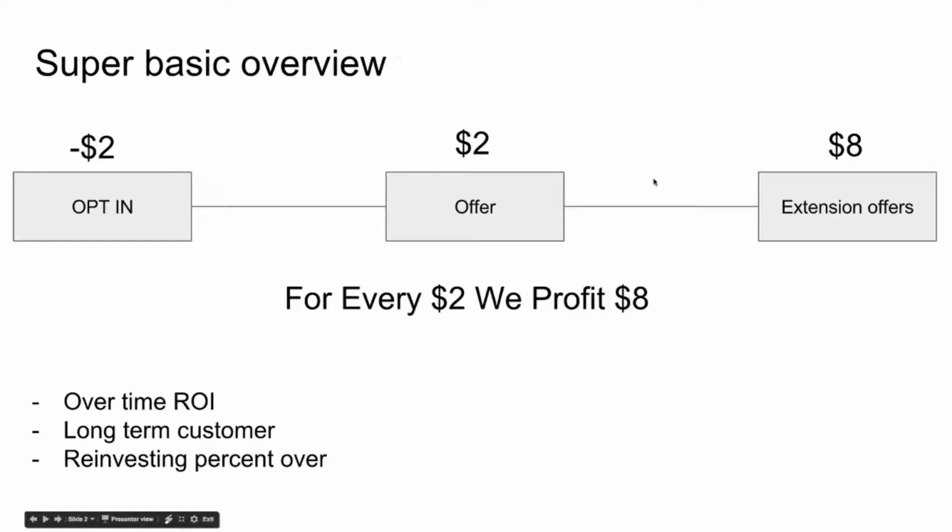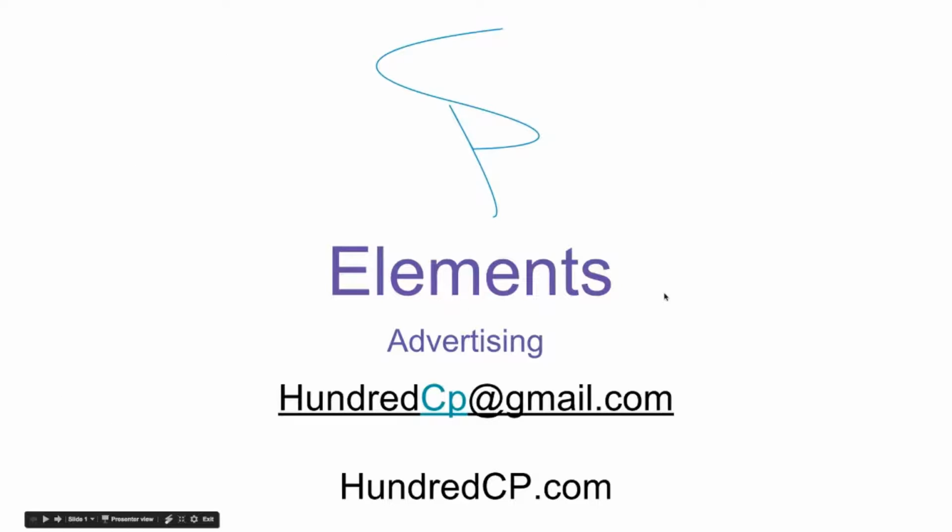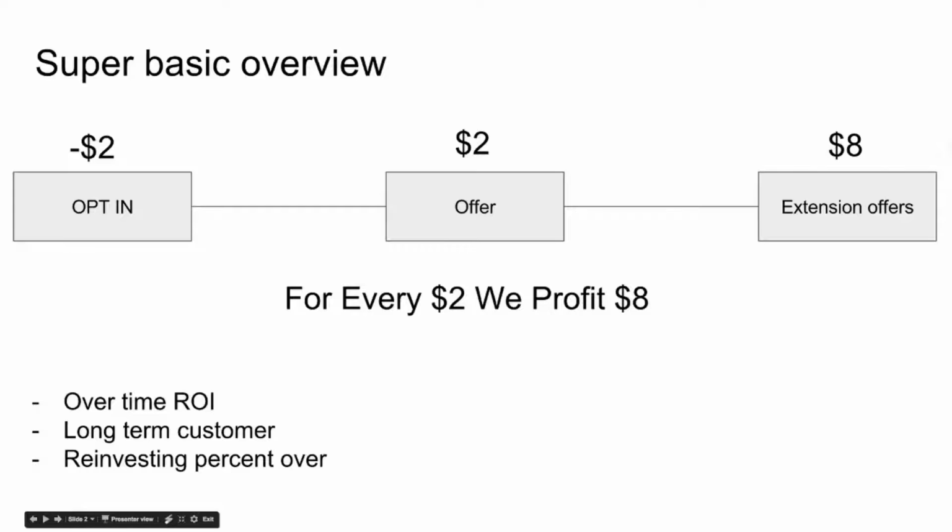So this also does take time with this process, and then a long-term customer could keep making that back over and over, month after month. So you could be making this $8 every month after just spending $2. So that's basically how our business is set up.